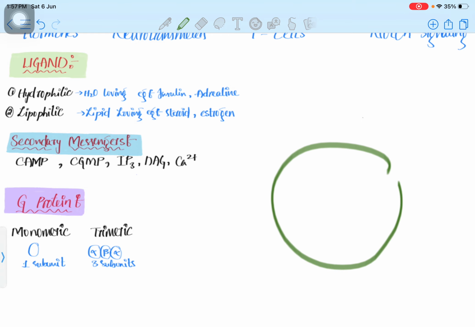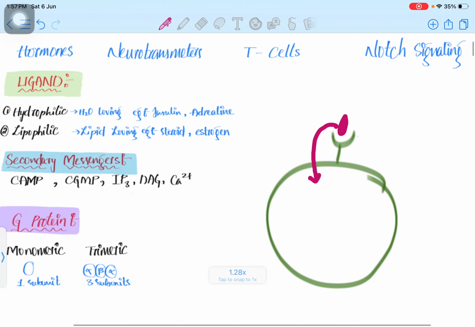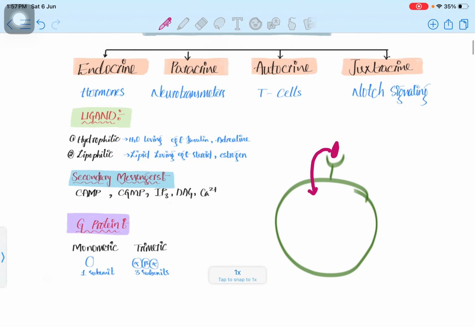Let's go to another thing. For example, my cell is only attaching on the plasma membrane side. It will say, I don't want to go inside the cell. So what will happen? It still needs to give signaling inside. Who will give it? Here the secondary messenger will come in this scenario. The secondary messenger will come and pass the signal to another particular protein, so the signaling happens inside the cell.